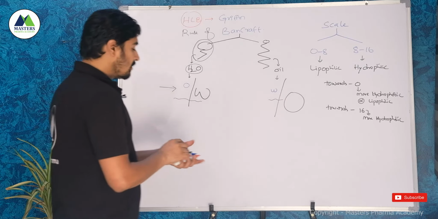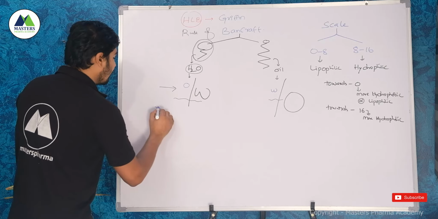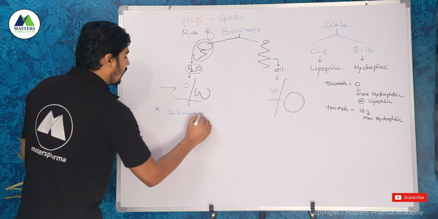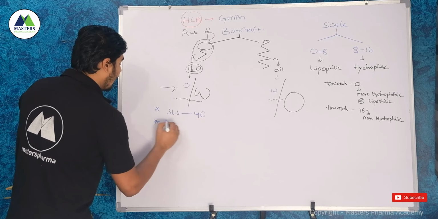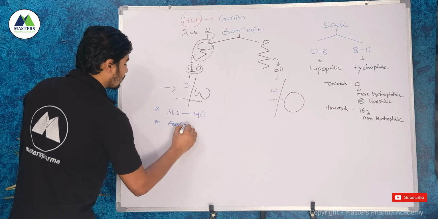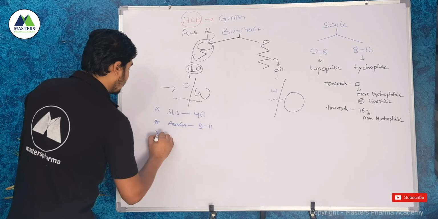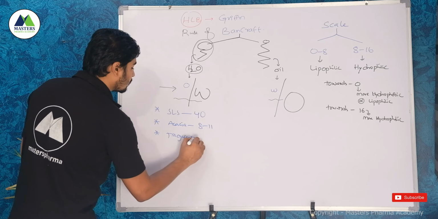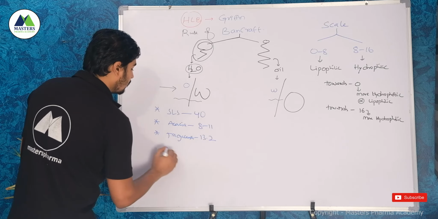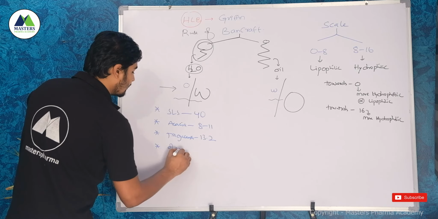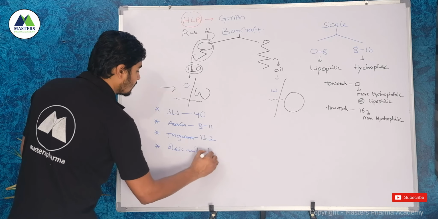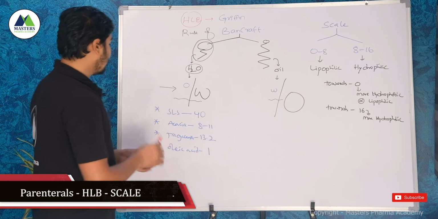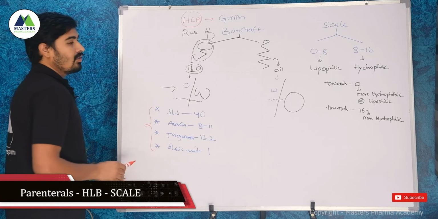Right? So some important agents and their HLB values we will discuss. SLS, it is 40 HLB value, and acacia 8 to 11, tragacanth 13.2, oleic acid is around 1. So these are the important agents and their HLB values.